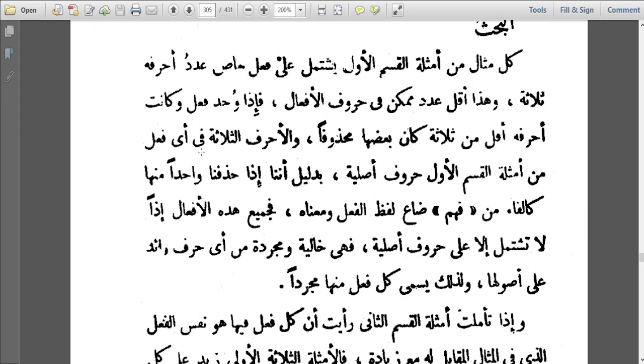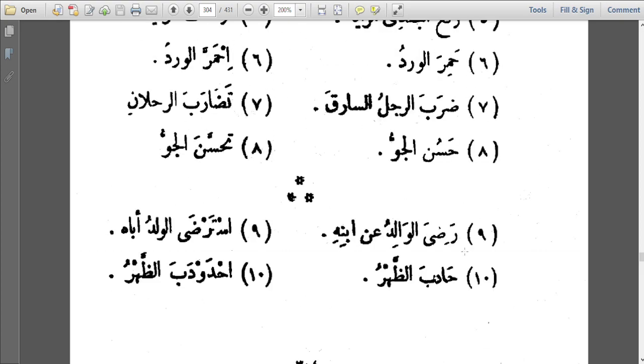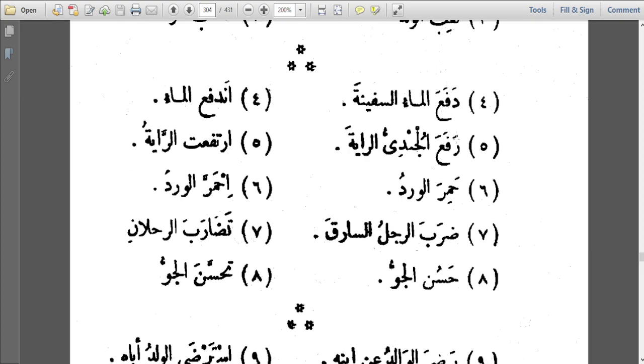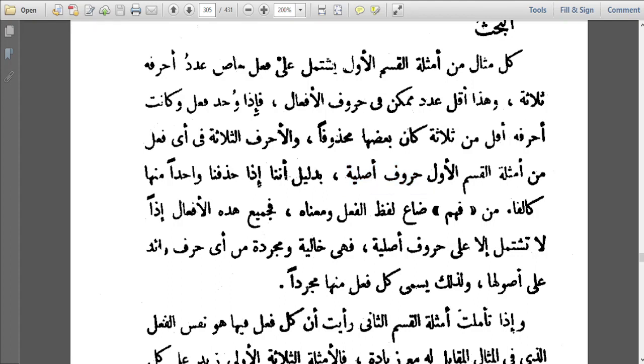It says والأحرف الثلاثة في أي فعل من أمثلة القسم الأول حروف أصلية. So these are the terms you need to talk about. When we say فعل مجرد, we mean that all the letters in it are حروف أصلية. They are root letters. They are part of the verb. You can't take them out. But the moment it becomes mazid, it means you can take some letters out and you still have your verb. He says all the letters in the verbs in this category are أصلية.